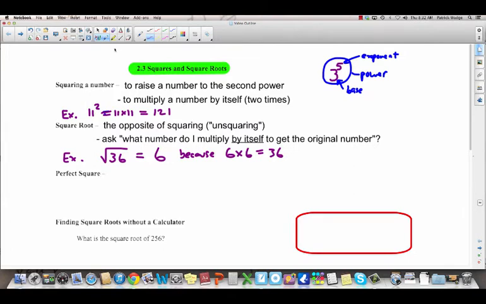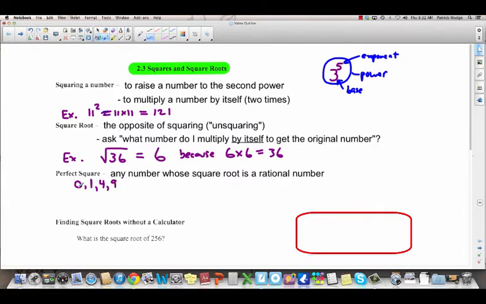Perfect square. A perfect square is any number whose square root is a rational number. So, for example, 0. The square root of 0 is 0, so that's a perfect square. 1. The square root of 1 is 1, so that's a perfect square. How about 2? What's the square root of 2? I don't know. The square root of 2 is 1.41 something. It's not a rational number, so that's not a perfect square. So far we have 0, 1. What's the next one? 4. What's the next one? 9. How can I get these really fast?